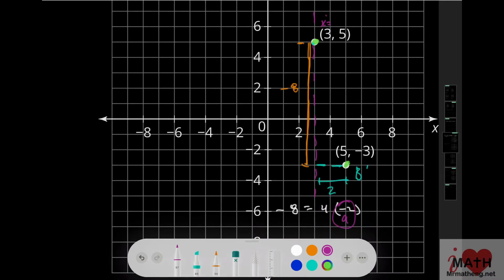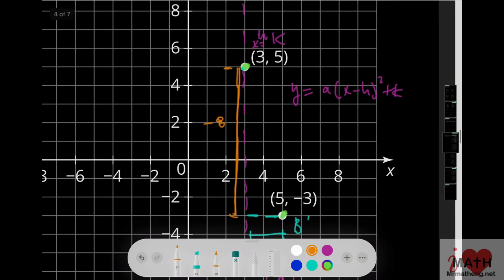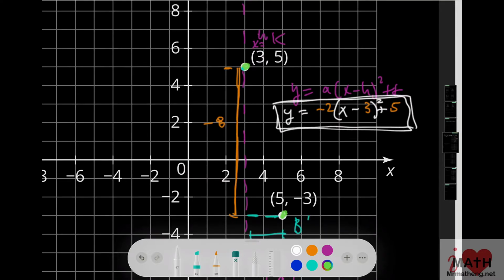And then if you have your vertex, which is h and k, you can just write a formula. So let me write that formula. y equals a times (x minus h) squared plus k. And then I'm going to use h is 3, k is 5, and we just figured out the a value is negative 2. And then you have y equals negative 2 times (x minus 3) squared plus 5 is your answer. Okay, that was using reference points.